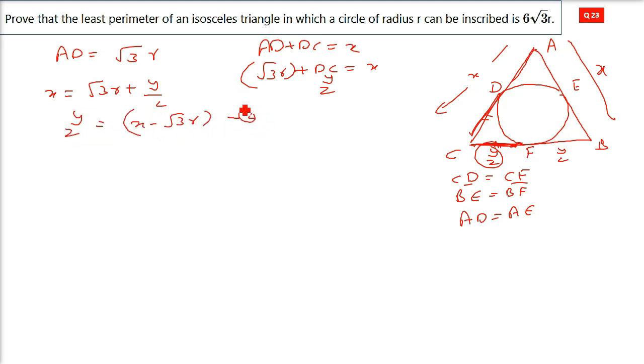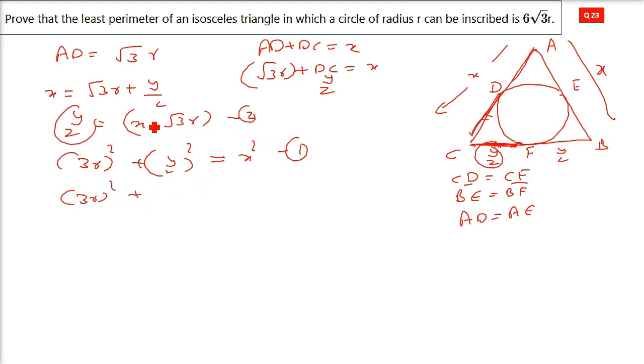This is 2. What was 1? Just let me know what was 1. You have to replace that one thing in here, or you can use the first expression and the second expression. Because of the lack of space, I actually erased everything. So this is 3r square plus y by 2 whole square equals x square. This we have already computed. Now y by 2 equals x minus root 3r. So in place of y by 2, we can replace it by x minus under root 3r, whole square, equals x square.